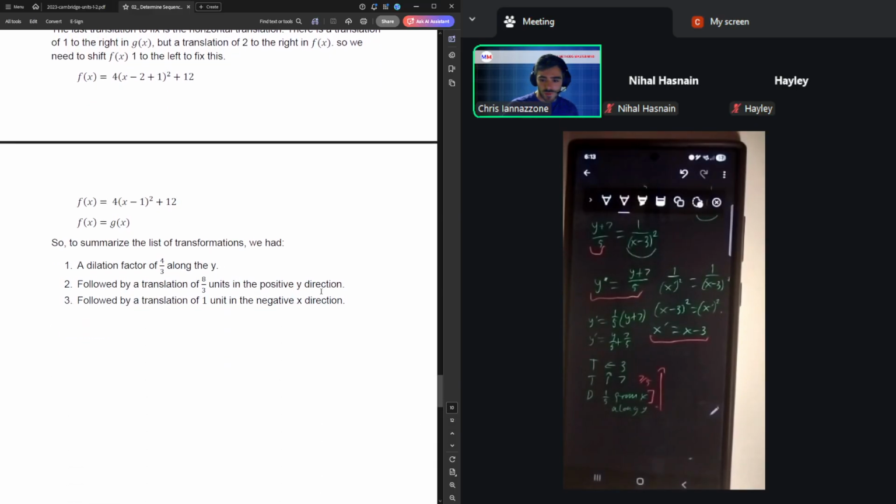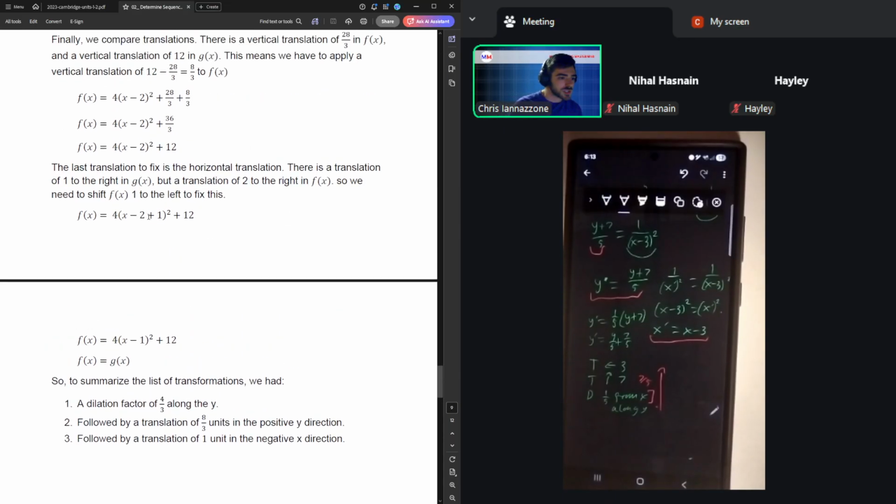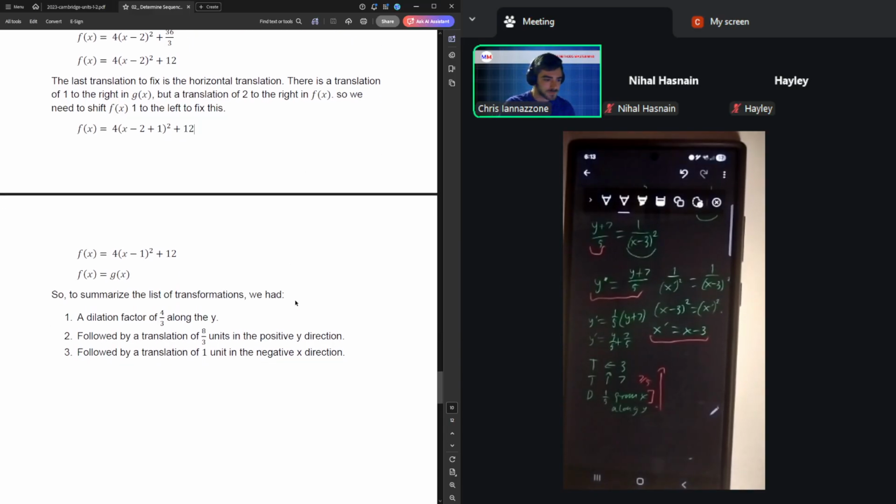All we do then is write down the list of what we just did in the order that we did it. So we had our dilate factor of 4/3 along the y, or from the x. Then we added that 8 over 3 for the positive y direction. And then we did our translate of 1 in the negative x direction, because when you put plus in function notation, that does go left. A bit more freeform, so it's more so guidelines than anything else on how we can handle it.